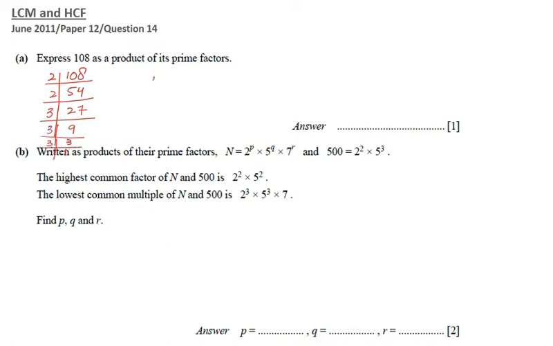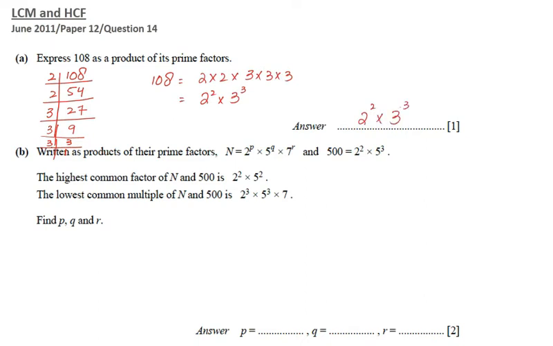So here we have the prime factors of 108 are 2 into 2 into 3 into 3 into 3, or we can write 2 square into 3 cube. Okay, so the factors of 108 are 2 square into 3 cube.